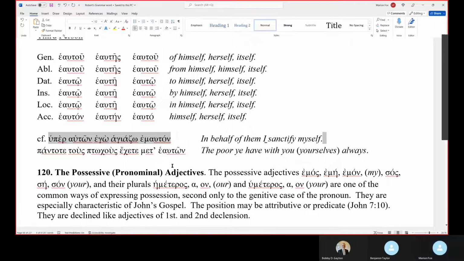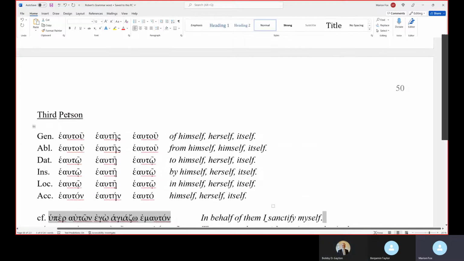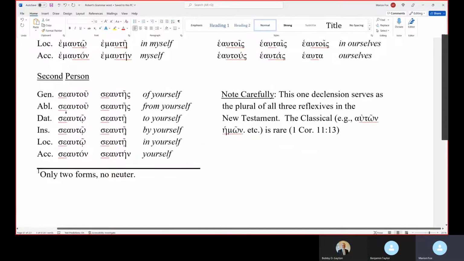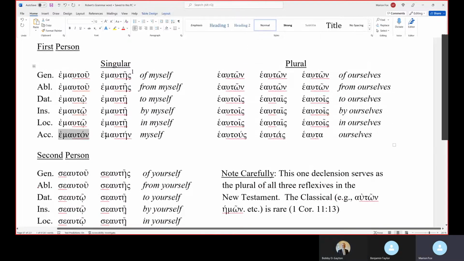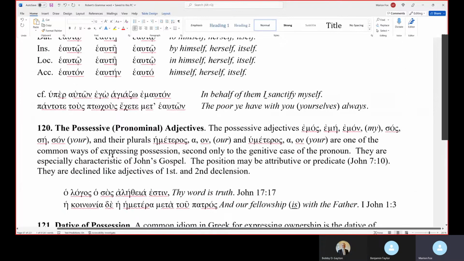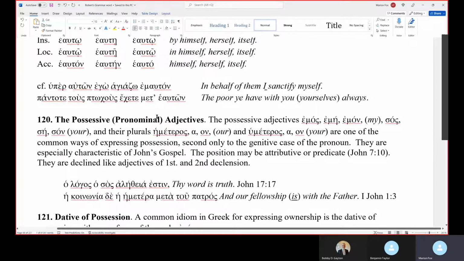Okay. So it's on behalf of them, I sanctify. Who do I sanctify? Hemauton. Myself. Hemauton. Myself. First person. Okay. All right.